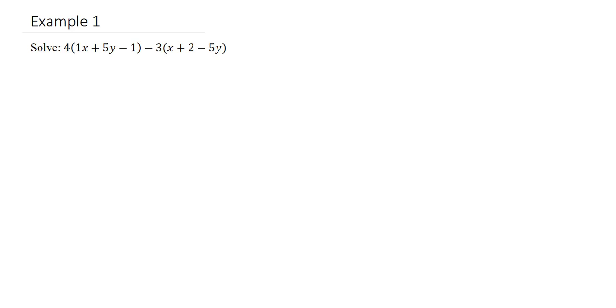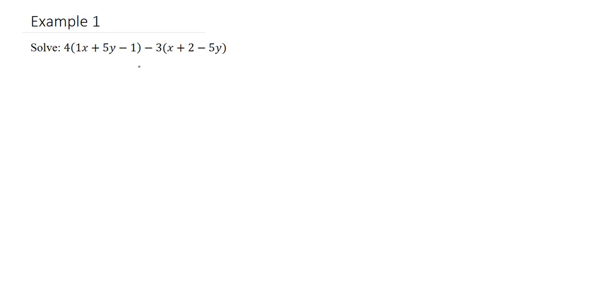So example 1, we're going to solve for the following. We have 4, and then we have 1x plus 5y minus 1, all in parentheses, minus 3, and then in parentheses, x plus 2 minus 5y. It's kind of like taking the last two videos and using both of them to solve these. So the first step is, we can't do anything right inside the parentheses.